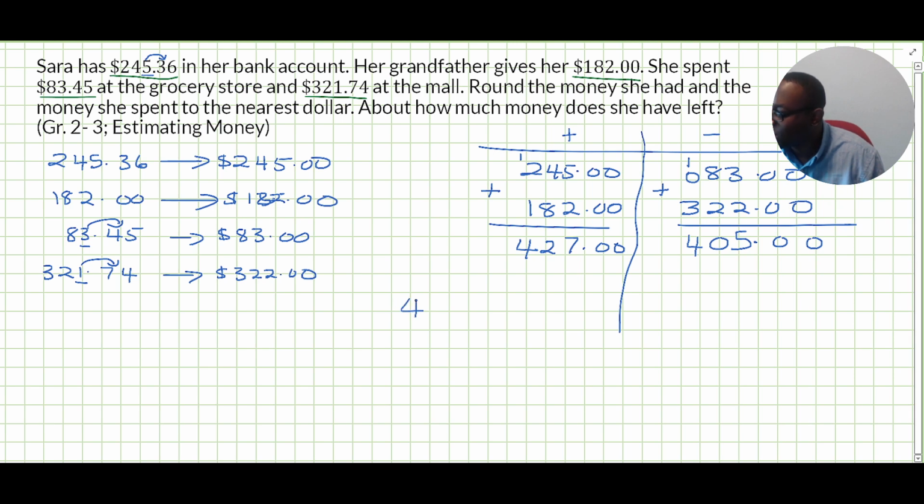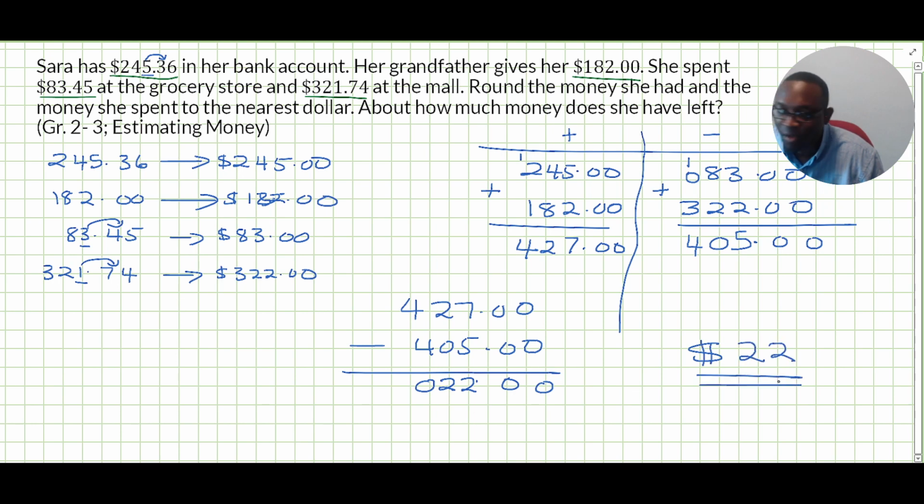So it's going to give us 427 minus 405. So let's go ahead and subtract. 7 minus 5, we have 2. 2 minus 0, we have 2. And then 4 minus 4 is 0. So the estimate is that she has $22 left over. Okay, I hope that makes sense. And so let's go ahead and try the next question.